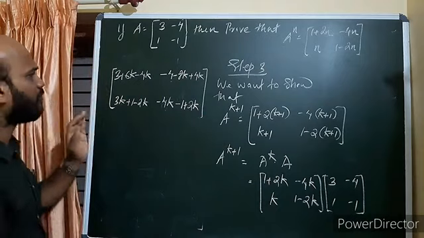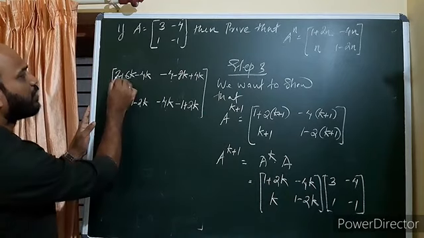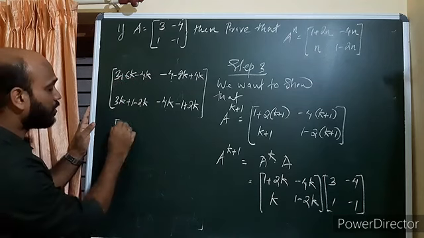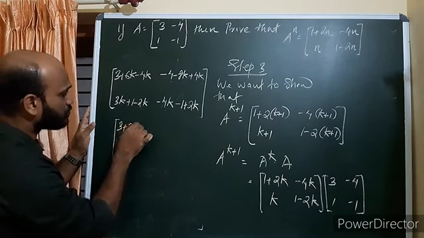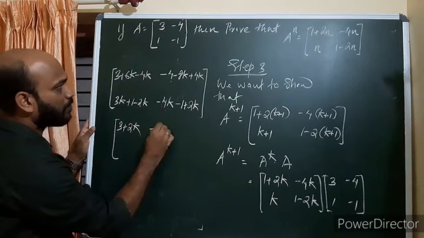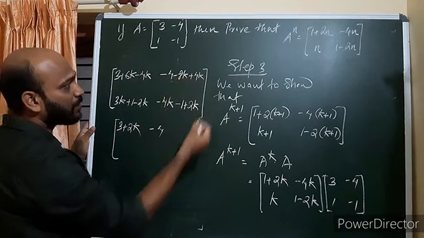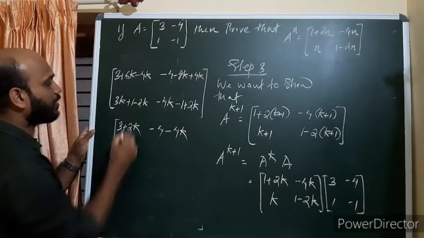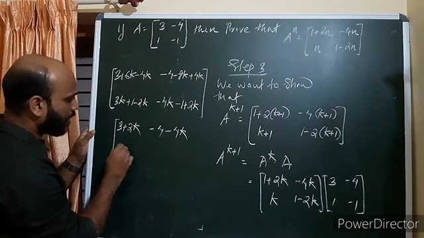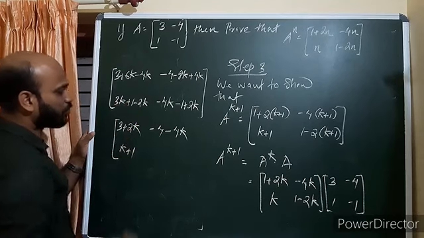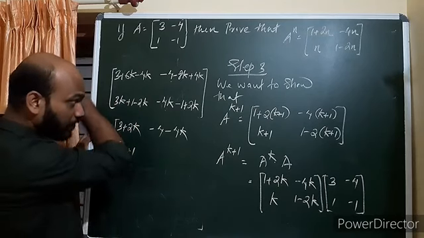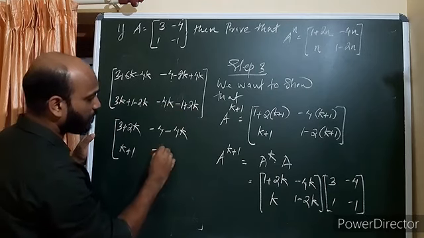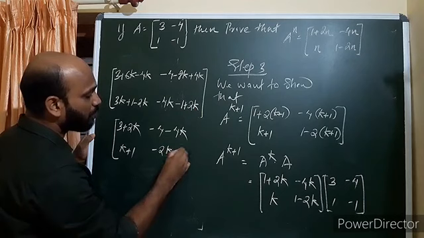Now yes, you have to simplify. So what will you get? 3 plus 6k minus 2k, 6k minus 4k, 2k. So we get 3 plus 2k. Then minus 4 minus 8k plus 4k, minus 4k we will get. Then here this will be k plus 1 because 3k minus 2k, k plus 1. Now minus 4k plus 2k, minus 2k minus 1 we will get.